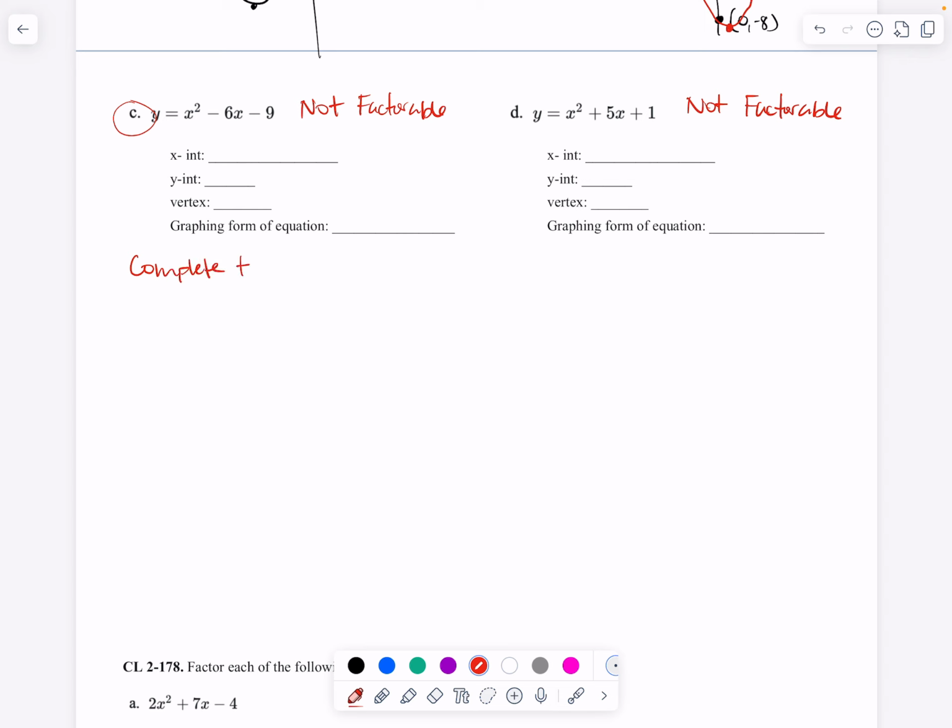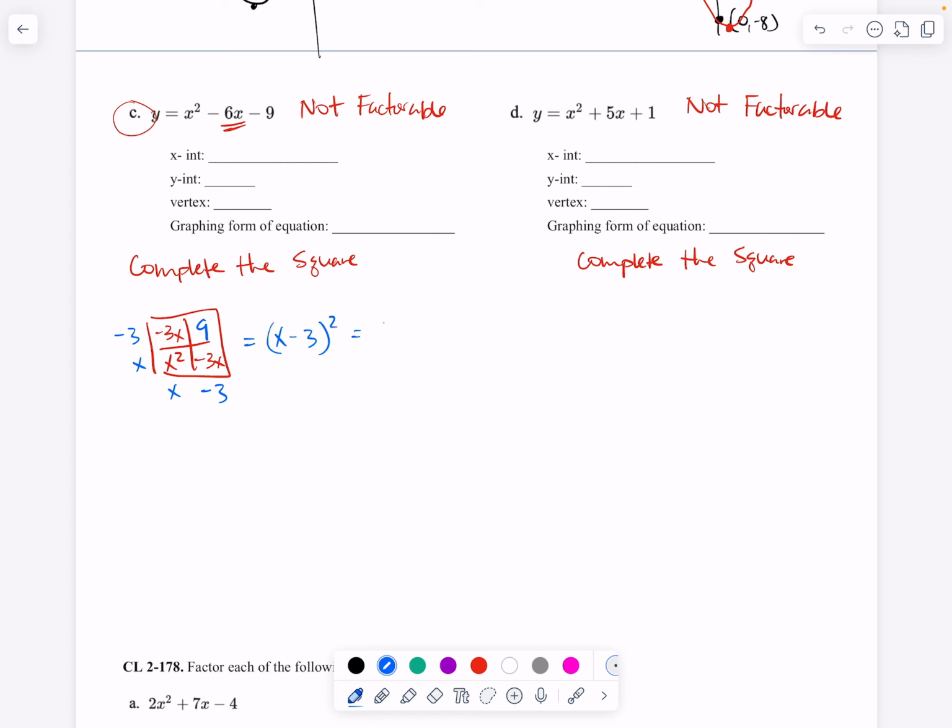Complete the square. And I'm going to complete the square here as well. All right, when I complete the square, I take the middle term and I cut it in half, and I fill in a square. So this is going to be x squared minus 3x, minus 3x. And then I can start to write the lengths of the sides. So this is going to be x minus 3 by x minus 3. And then this will be a 9 because negative 3 times negative 3 is 9. So x minus 3 squared is equal to x squared minus 6x plus 9.